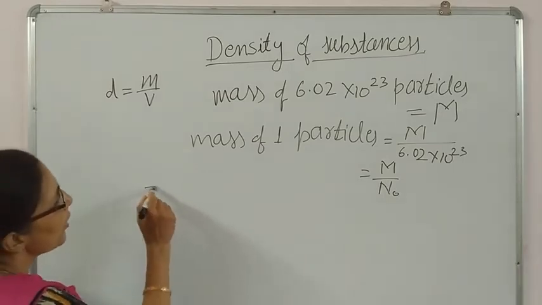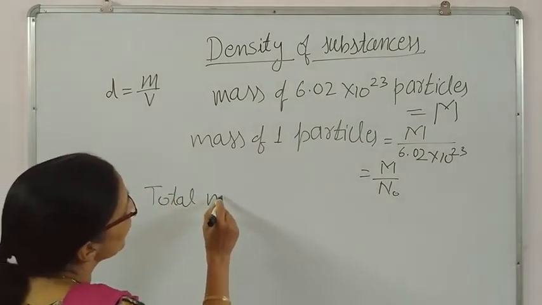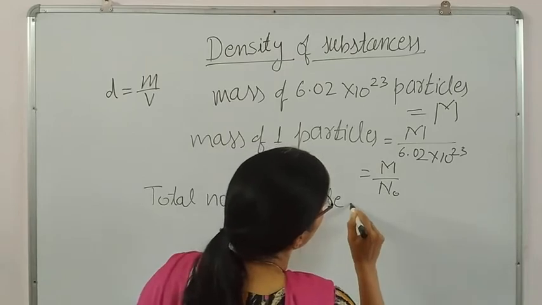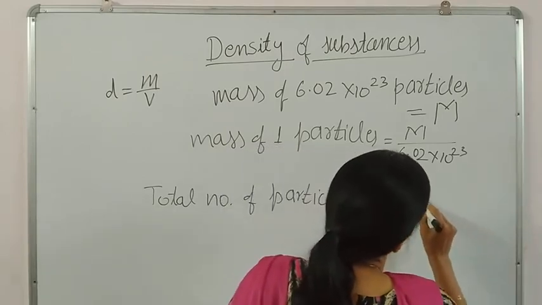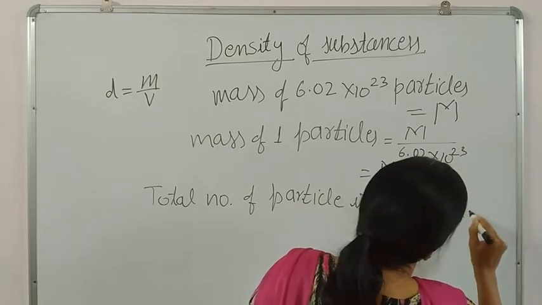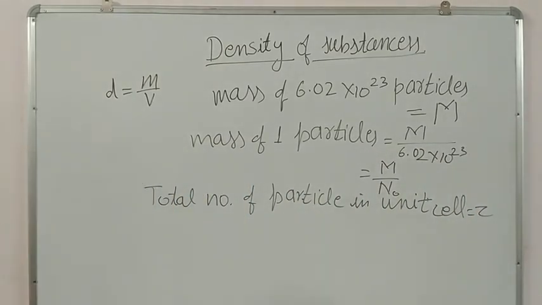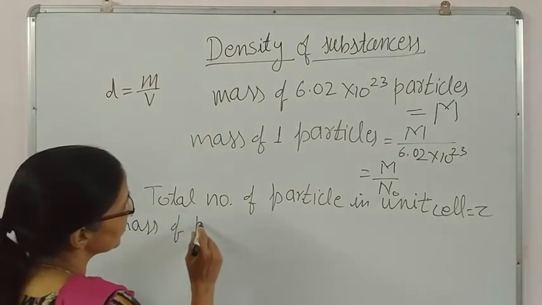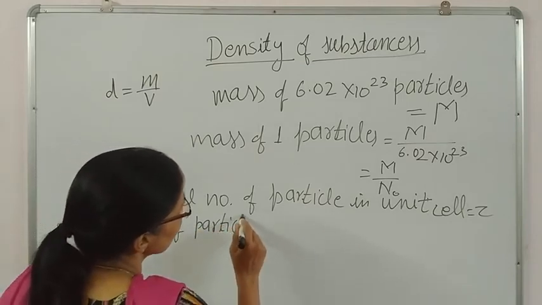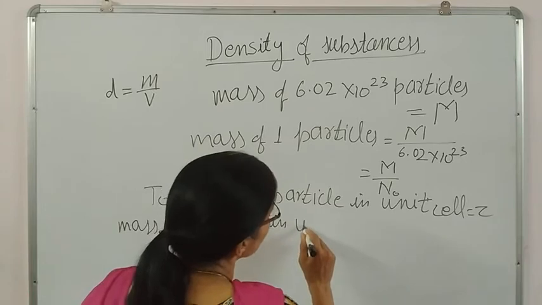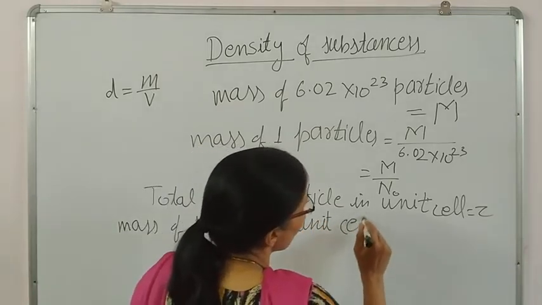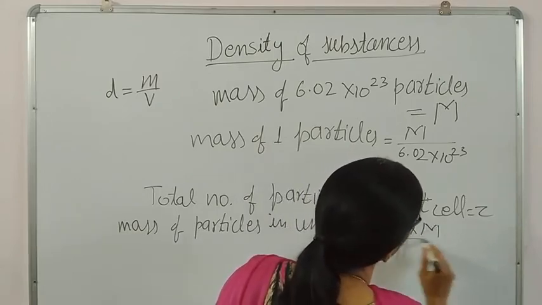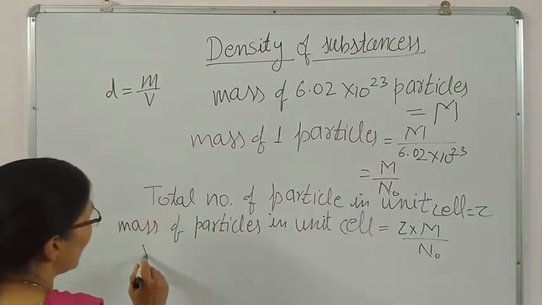Suppose the total number of particles in the unit cell is represented by Z. Then the mass of particles in the unit cell is equal to Z into M upon N naught. Volume of unit cell.